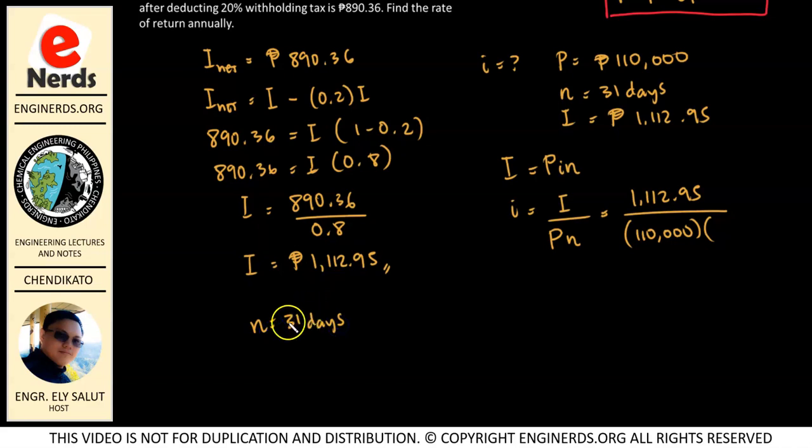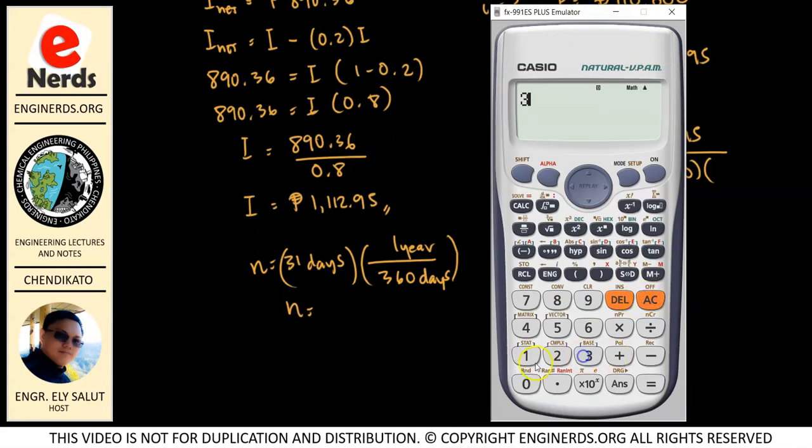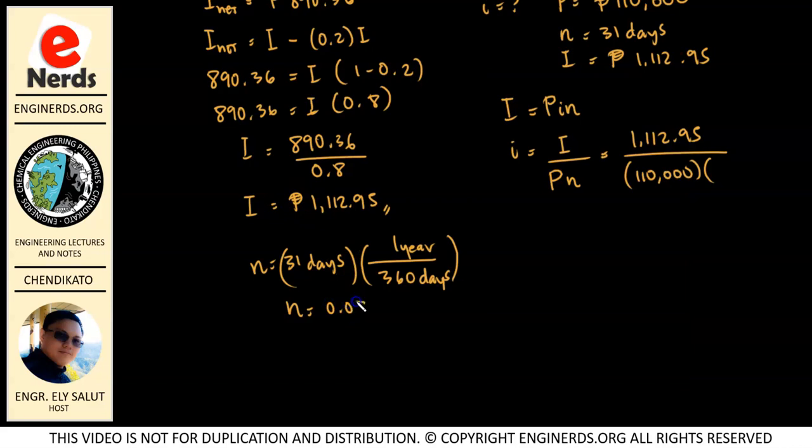Okay, so wala tayong ibang basis ng mga dates. So therefore, this is based on the banker's year. Okay, so according to banker's year, we have 360 days in 1 year. Okay, so therefore, our n is equal to 31 divided by 360. So we have 0.086 years. Okay, so yan ang gagamitin natin dito. 0.086 years.